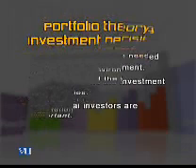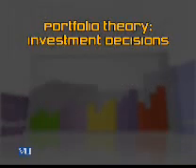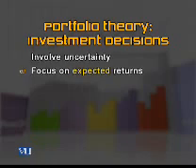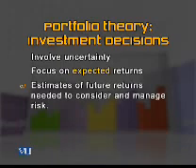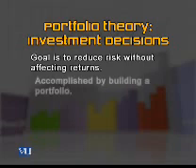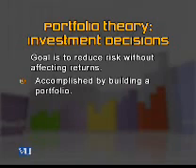This is all about portfolio. This is all about returns. We talked about portfolio theories, and the investment decisions all come under portfolio theories. It involves uncertainty. It involves a focus on expected return. It involves estimates of future returns needed to consider and manage risk. Also, the goal is to reduce risk without affecting returns. We must understand that this can be accomplished only by building a portfolio.